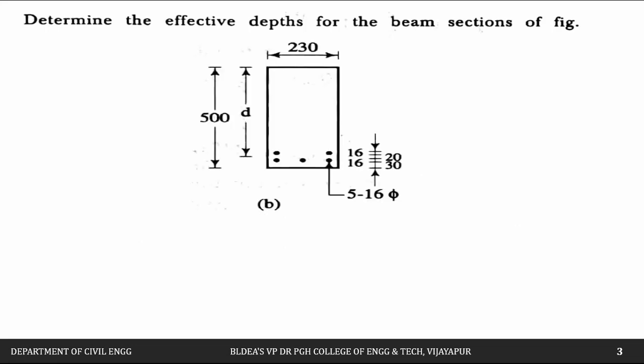Similarly, we can see another problem, wherein the bars are placed in two layers. Here we have 5 bars of 16 mm dia. At the bottom we have 3 bars and at the top we have 2 bars, so totally 5 bars we have. Now how to calculate the effective depth of this beam? Again the same beam dimensions: 230 mm is the width and 500 mm is the depth of the beam.